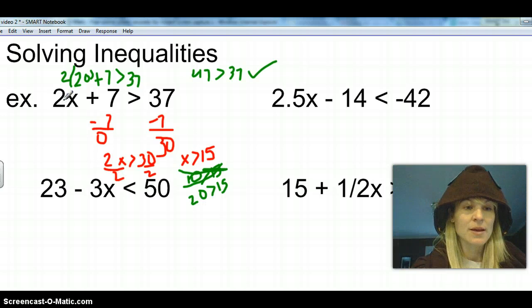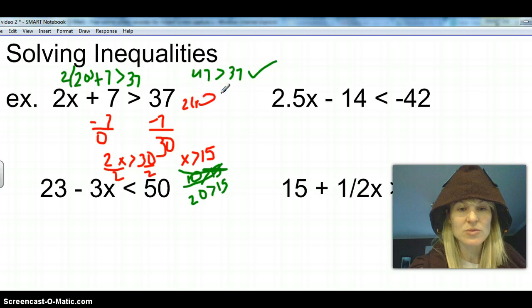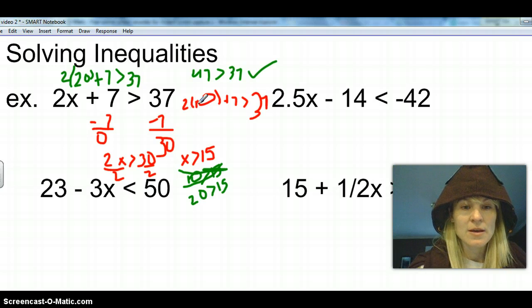Let's go ahead and do what I was going to do in the first place and make an error. So if I said x could be 10, and I plugged in 2 times 10, plus 7 is greater than 37. Some issues with the mouse here, sorry. So it's a 10. So that'd be 20 plus 7. That would give me 27 is greater than 37. So that is a false statement, and clearly this cannot be x.